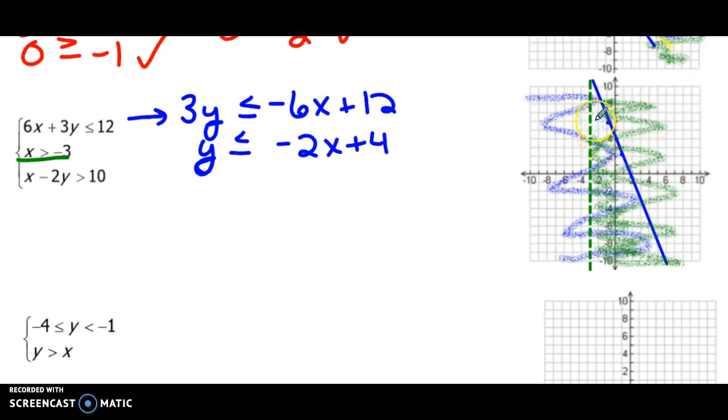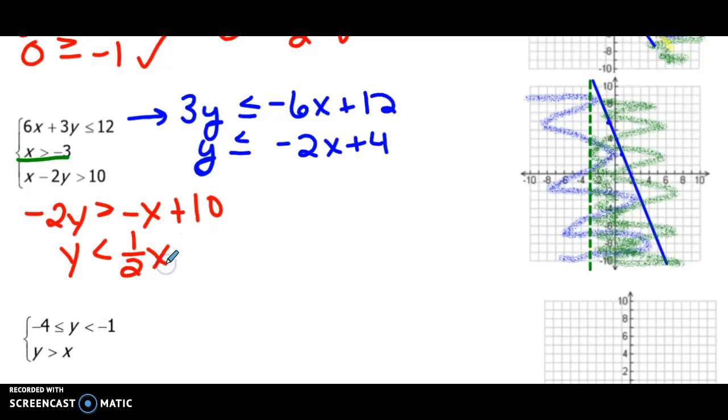So we can see right now we have overlap in this area right here, but we have one more equation here that we need to put in slope-intercept. So we're going to move that x over and then divide by 10. Remember, when we divide by a negative, we have to flip the inequality. And -1 divided by -2 would be a positive 1/2. And 10 divided by -2 would be a -5.